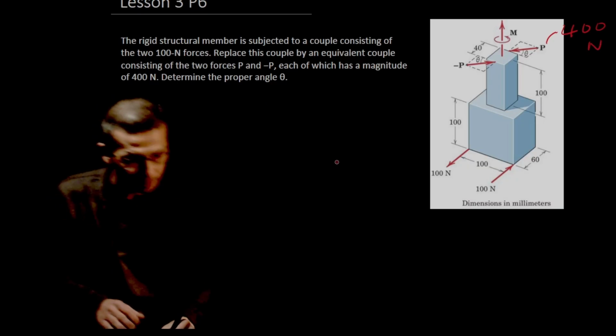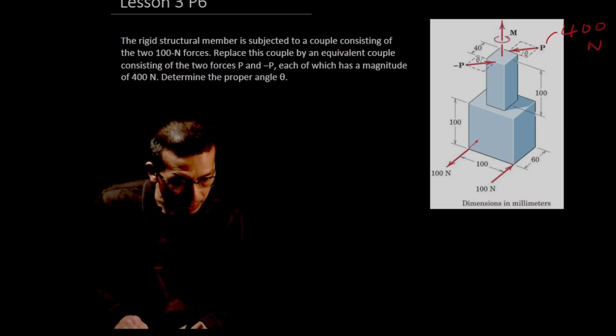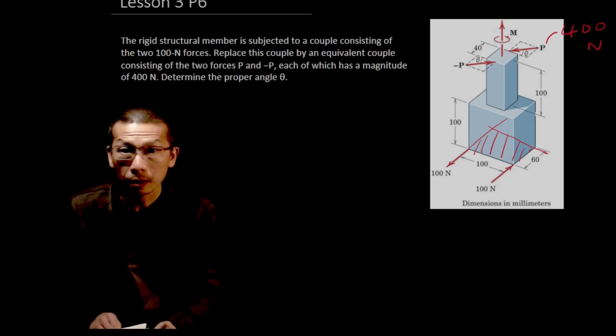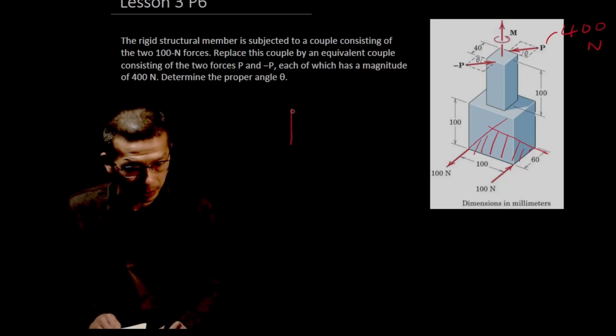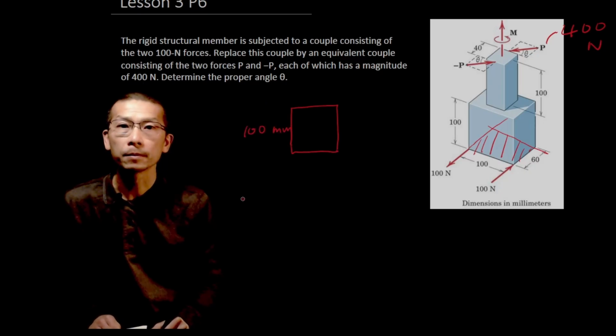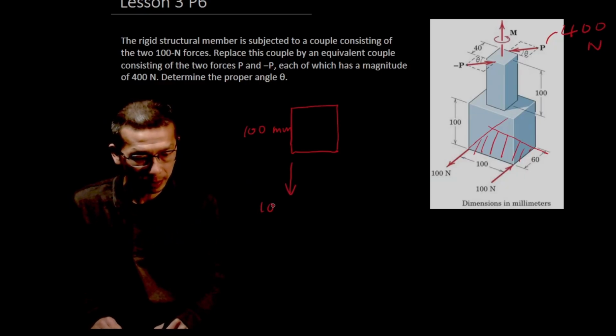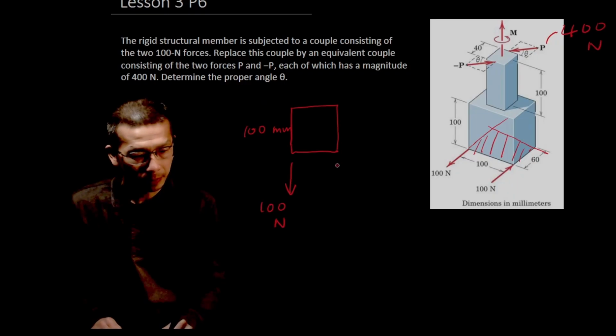So let's do that. If you look at the plane at the bottom, this here, right, and we will draw it out, maybe on this side. Each side is 100 millimeters. Okay, we have a force of 100 Newtons down and 100 Newtons up.